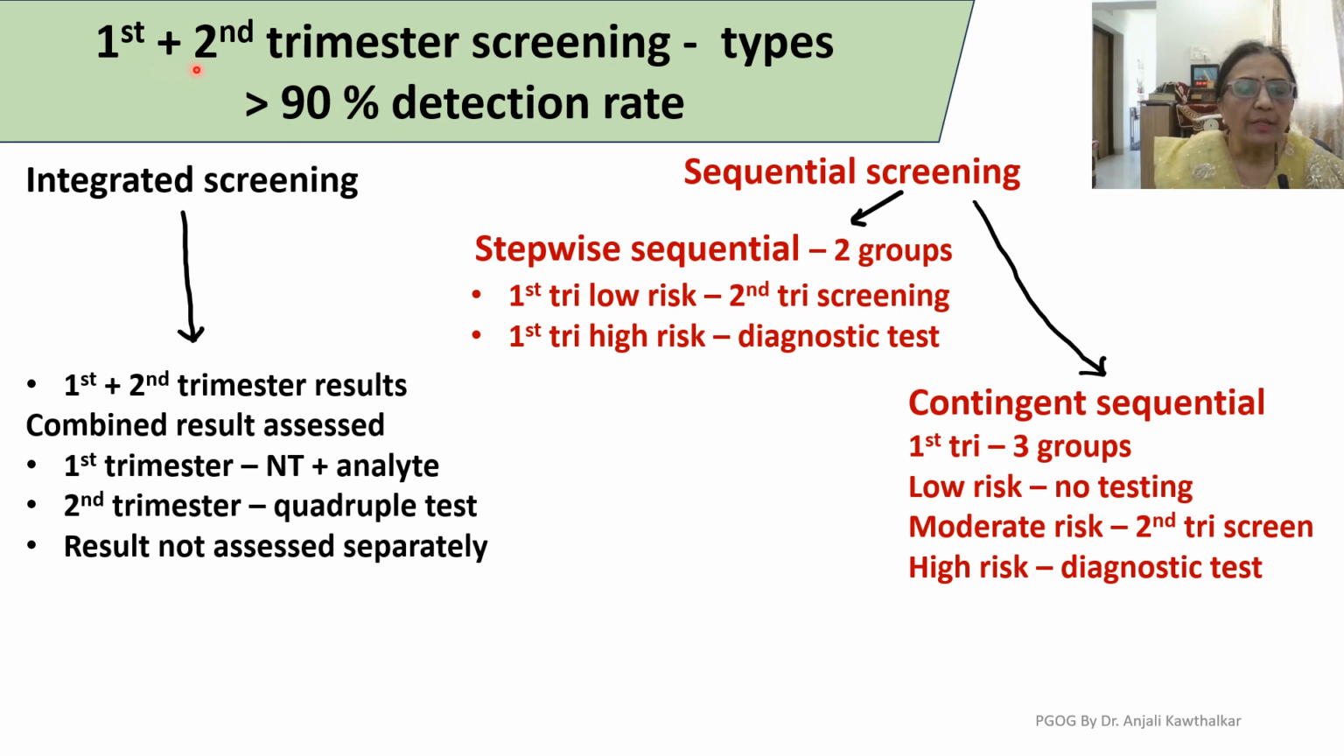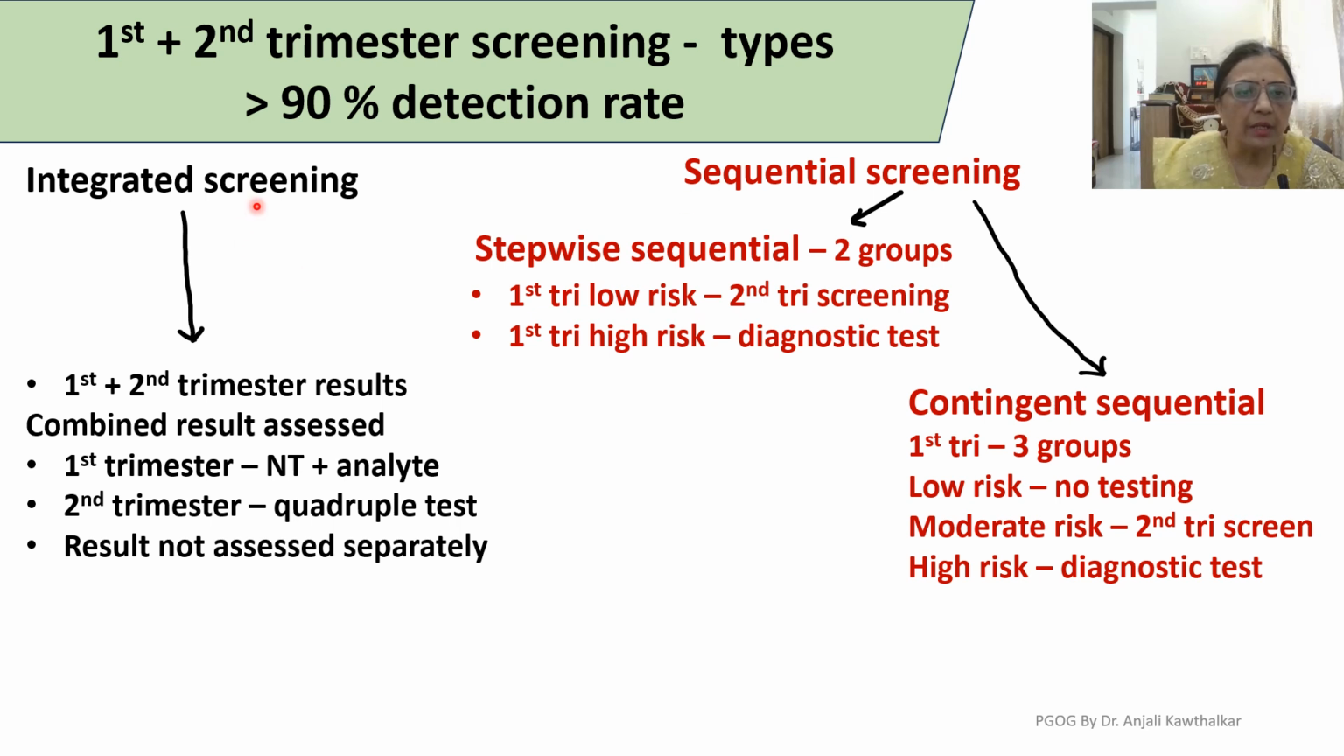Now, if we combine first and second trimester screening, then the detection rate increases. It improves to greater than 90%, whereas if it is done alone, the detection rate is only around 80%. There are mainly two ways we can combine them. One is called integrated screening, the other is called sequential screening.